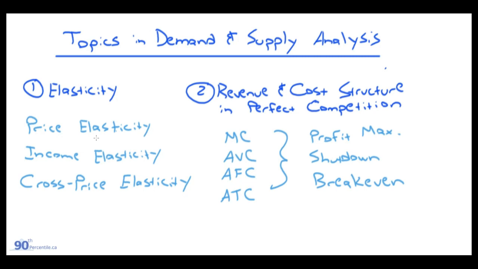So the three types of elasticity we're going to go over are price elasticity, income elasticity, cross price elasticity. And basically what we're measuring is how the quantity demanded of a certain good changes based on its own price changing, someone's income changing, or the price of a different good changing. From there, we're also going to talk about revenue and cost structures in perfect competition.